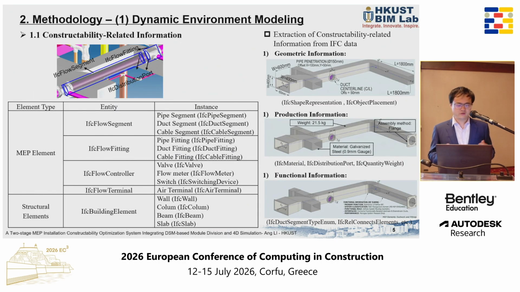Okay, let's dive into the first stage. To build a robust simulation, we need to extract the constructability-related information from IFC data. We parse entities like IfcFlowSegment, IfcFlowFitting, etc. We aim to get 3 types of information: geometrical information about the dimension, the shape, and the placement; production information about the weight, the material, and the assembly type; and functional information about the role of the elements.